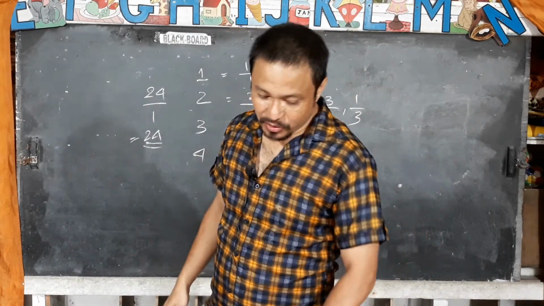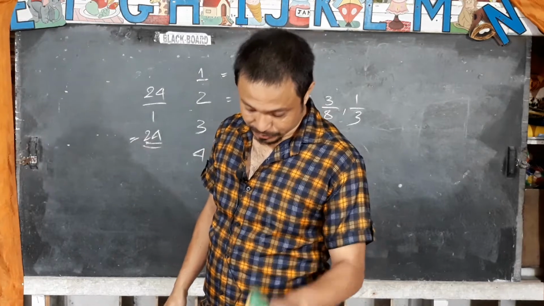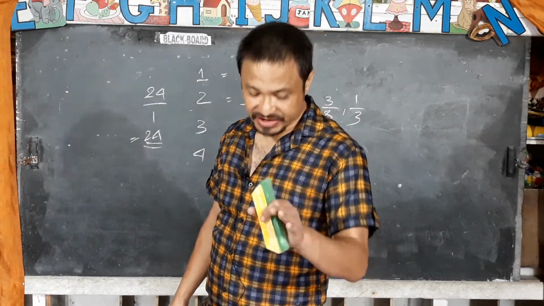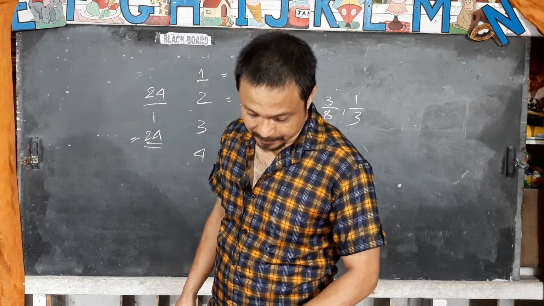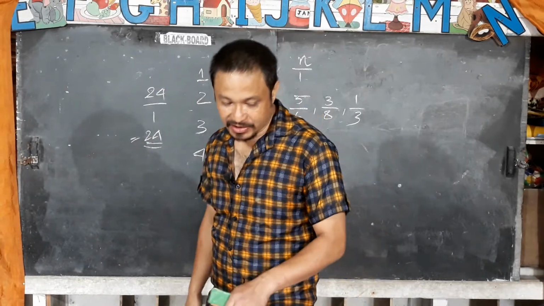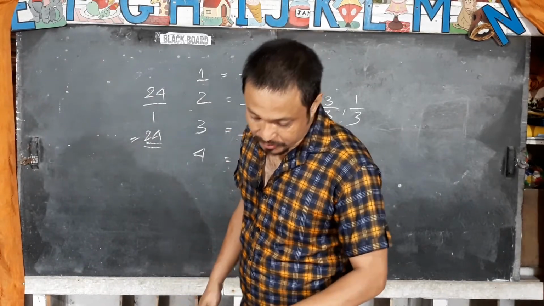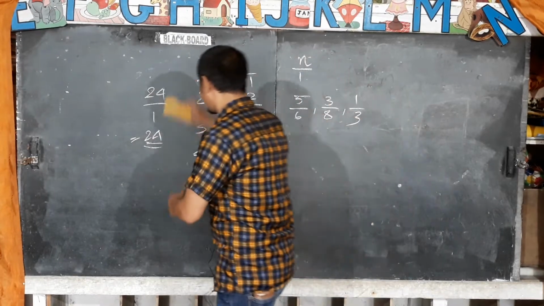Now, 0 is a rational number. Point number 2, page number 55. 0 is a rational number. We can write 0 in any one of the forms, as it's given in the book again.